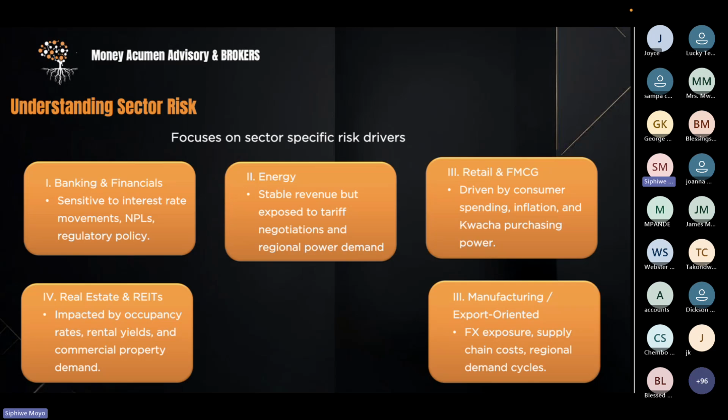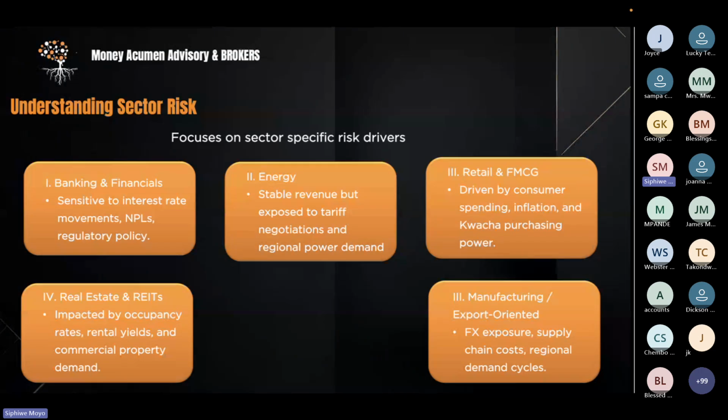Looking at real estate, which is impacted by occupancy rates, rental yields, and commercial property demand. We have seen that economic slowdowns can quickly lead to lower rental occupancy, as seen during the COVID-19 era, when many businesses closed, meaning they had to close shop. They didn't have a physical presence. Most of them shifted to online business models, meaning most of the commercial properties then had lower occupancy levels.